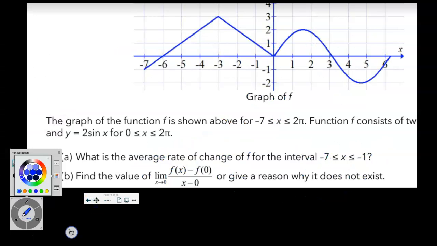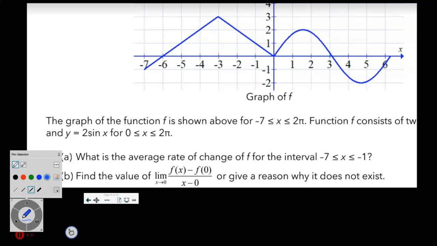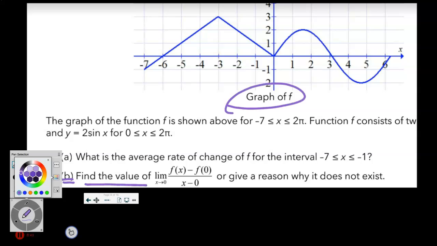All right, next one up. It says the graph is the function of f. This was part of an FRQ from last week, and I want to look at part B. All right, so I'm given the graph of f. That's important to know. It says find the value of, and it's got this limit here.